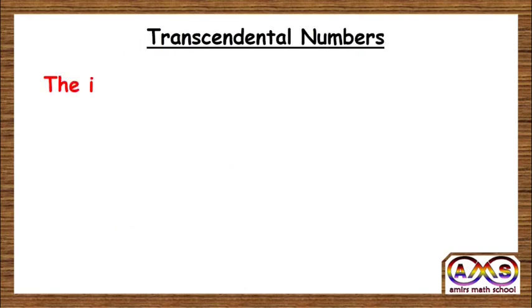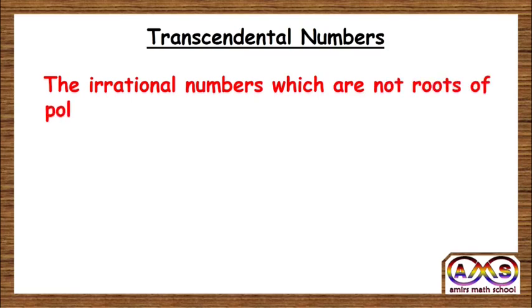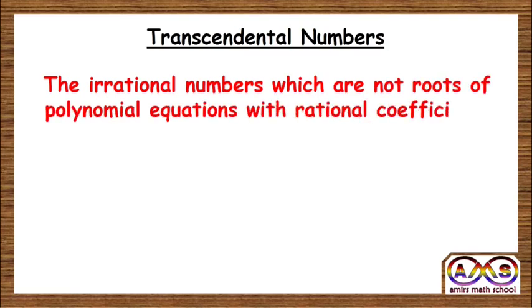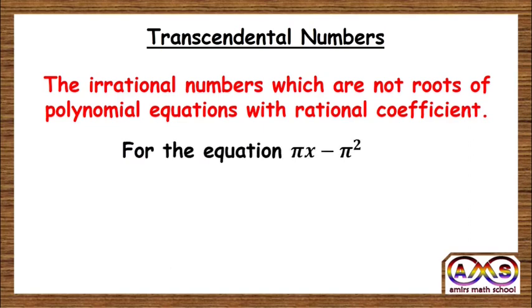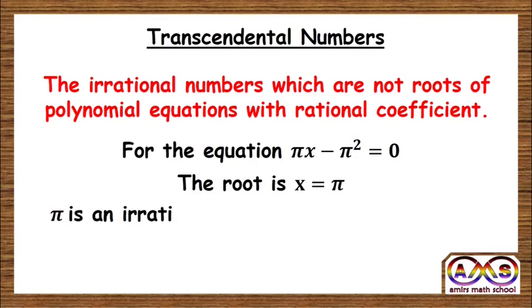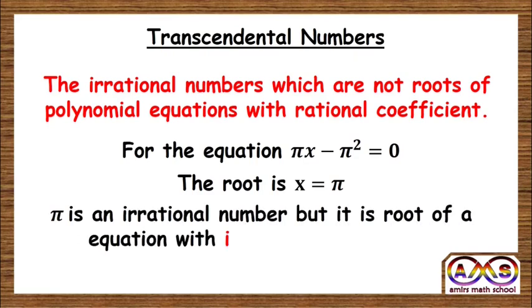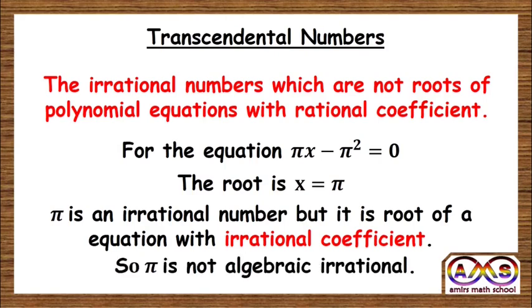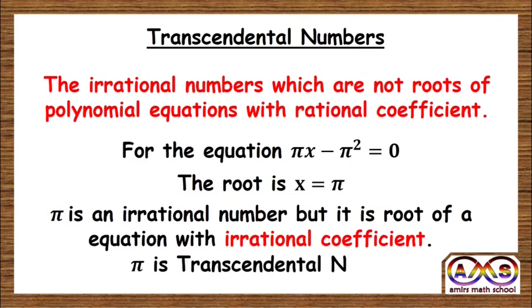Transcendental numbers are the irrational numbers which are not a root of any polynomial equation with rational coefficients. For the equation pi x minus y squared equals 0, here the coefficients are not rational, that is, the coefficients are irrational. The root of this equation is x equals pi. So pi is an irrational number, but it is the root of an equation with an irrational coefficient. That is, we cannot get pi as a root of a polynomial equation with rational coefficients. So pi is not an algebraic irrational. We can call pi a transcendental number.